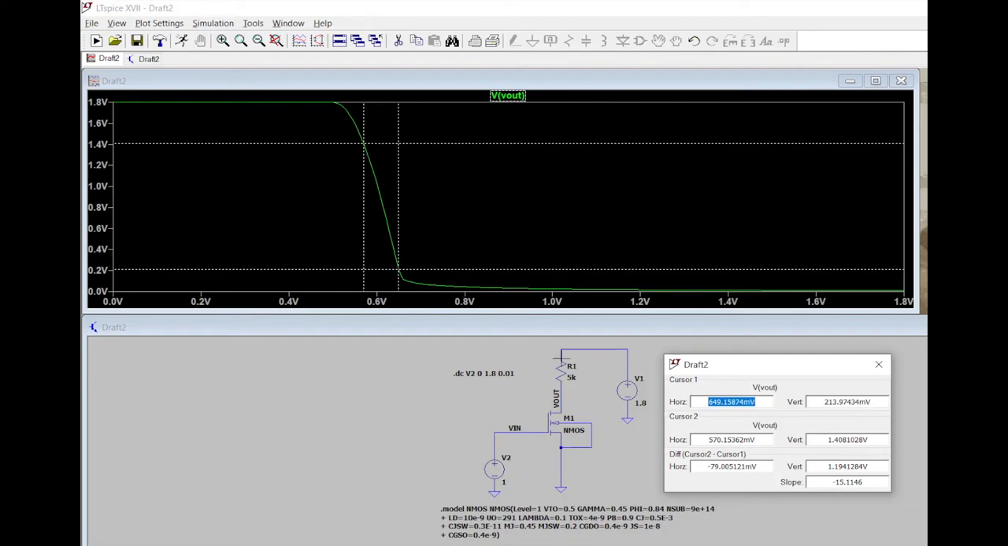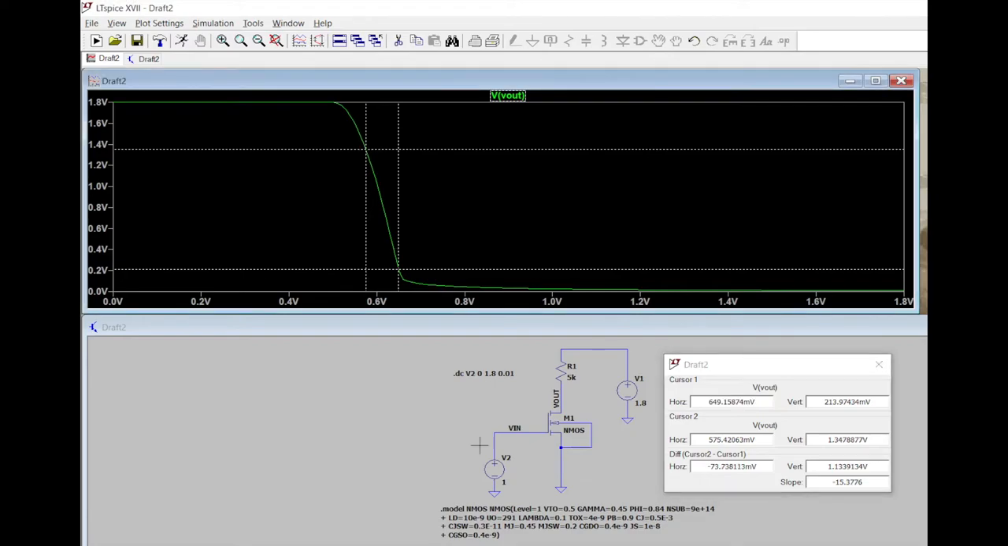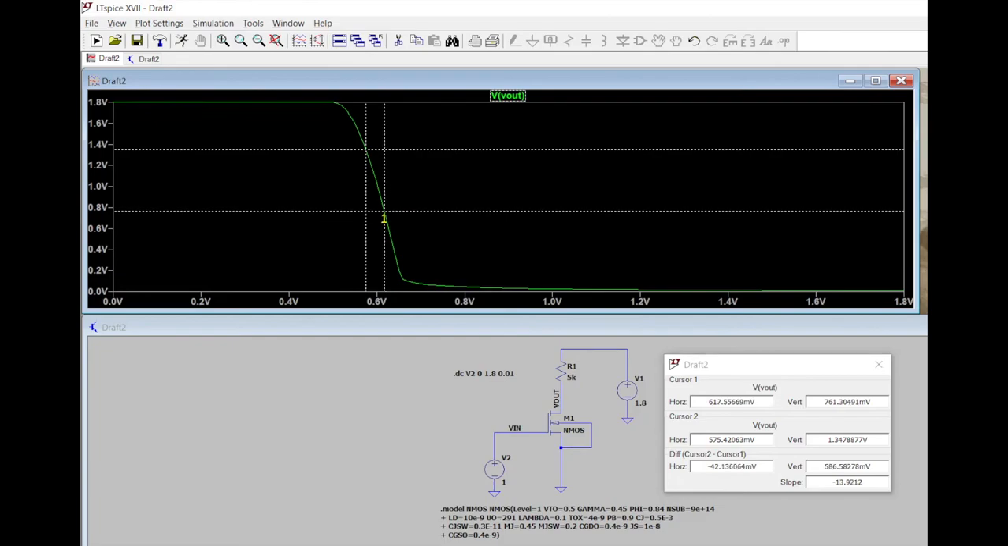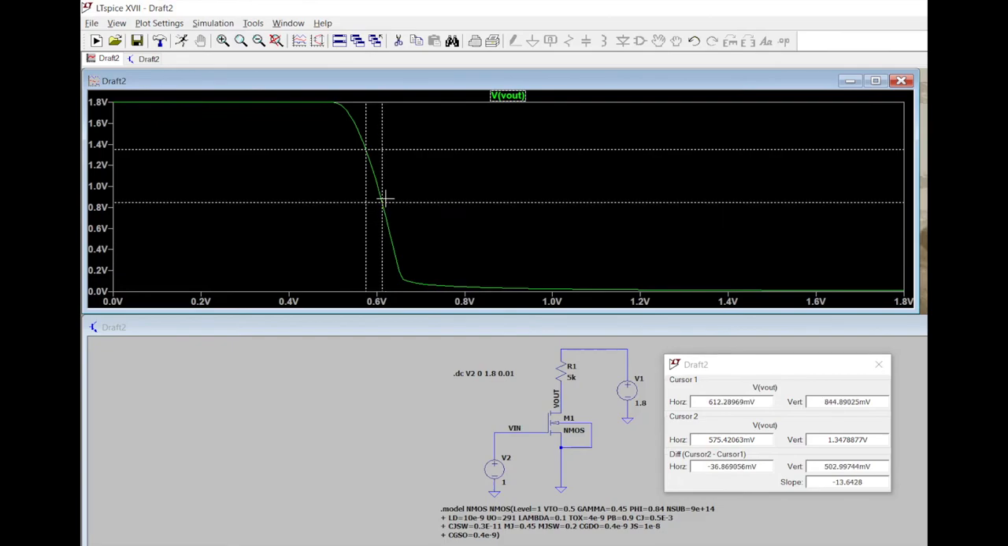You can play around by changing the W/L as well as this resistance and see that the slope of this line will change. Now suppose I want to use this configuration as a common source amplifier. I should be biasing my amplifier, or the V in should be biased at a suitable point. To know where I should bias, we can move this cursor and see that I should bias at this point.